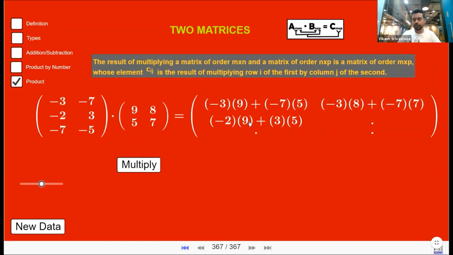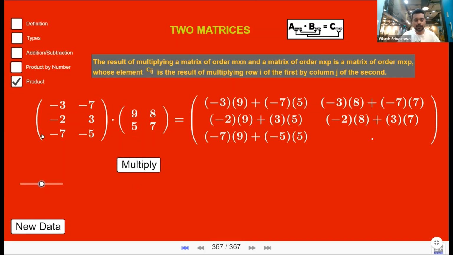This element, which is essentially a 2 1, will be given by multiplying this row with the first column, right? So minus 2 into 9 plus 3 into 5. This is how we get this particular element, which is sitting at the second row and first column. Now let's talk about this particular column. Again, here we'll multiply with the same row, but now we have the second column. So minus 2 into 8 plus 3 into 7. Similarly, we can get these elements by multiplying the third row with the first column, and this element by multiplying the third row with the second column.